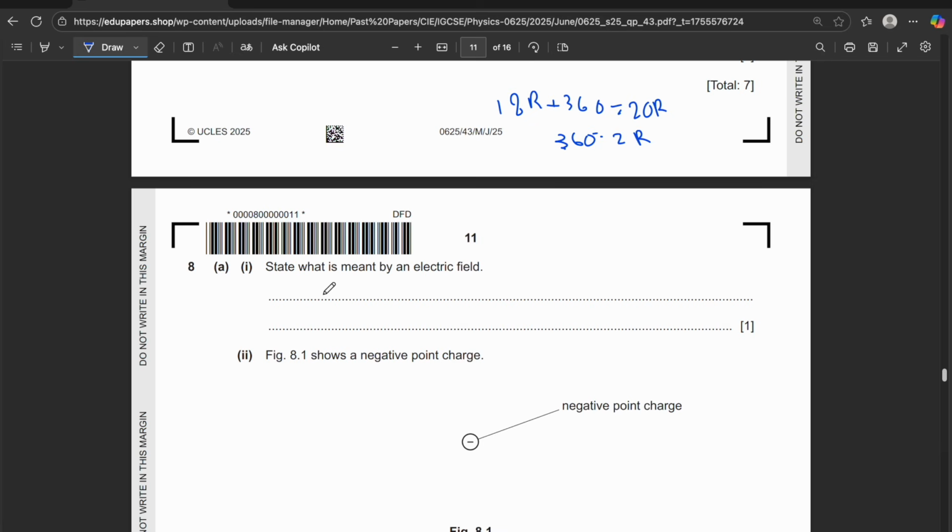8A1. State what is meant by an electric field. So an electric field is a region where an electric charge experiences a force.